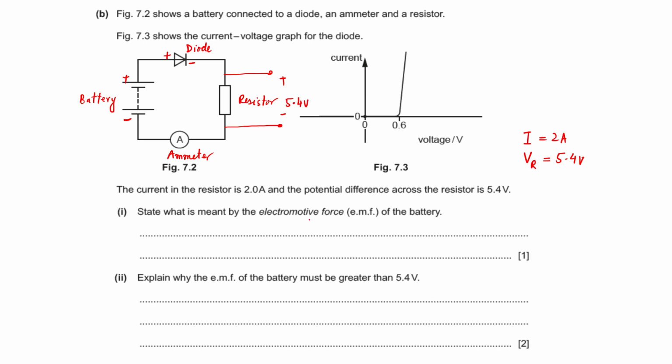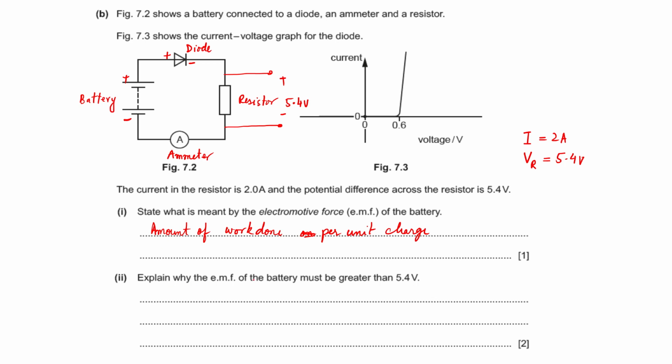State what is meant by the electromotive force. So electromotive force is the amount of work done per unit charge. Basically it is the amount of work done in moving one unit of charge from one point to the other across the circuit, or from one end of the battery to the other. But in general, amount of work done per unit charge is the definition of electromotive force.